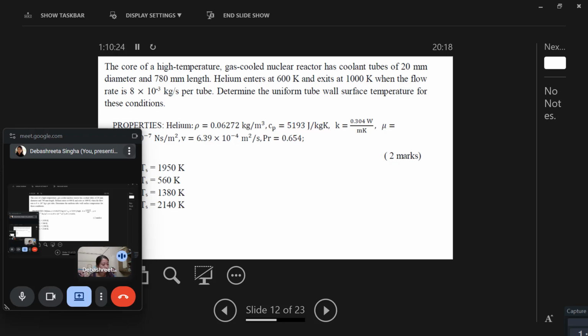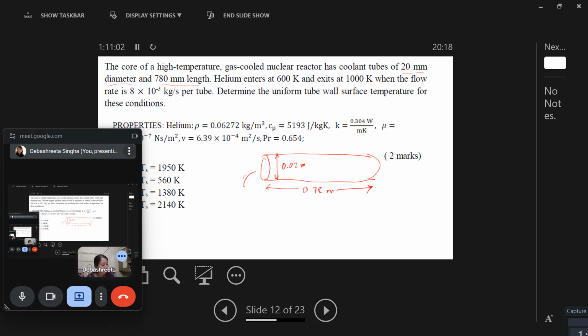Okay, we'll move to the next question. The next question reads as: the core of a high temperature gas cooled nuclear reactor has coolant tubes of 20 millimeter diameter and 780 millimeter length. So the coolant tubes are 0.02 meter diameter and 0.78 meter length.